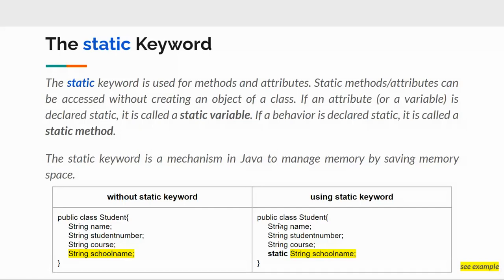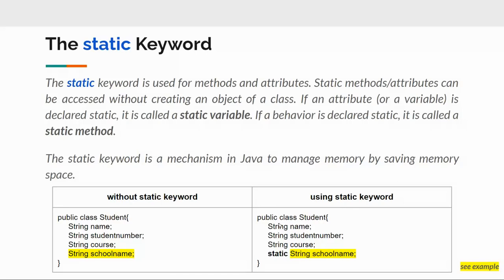So another important keyword that you need to learn in OOP is what we call the static keyword. A static keyword is a keyword that can be applied to number one, attributes, or number two, methods. So in a nutshell, why do we use the static keyword? I want you to focus on the table below.